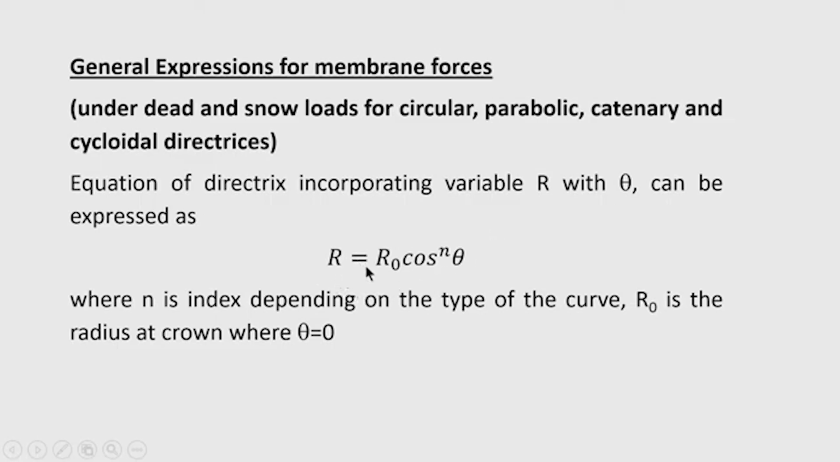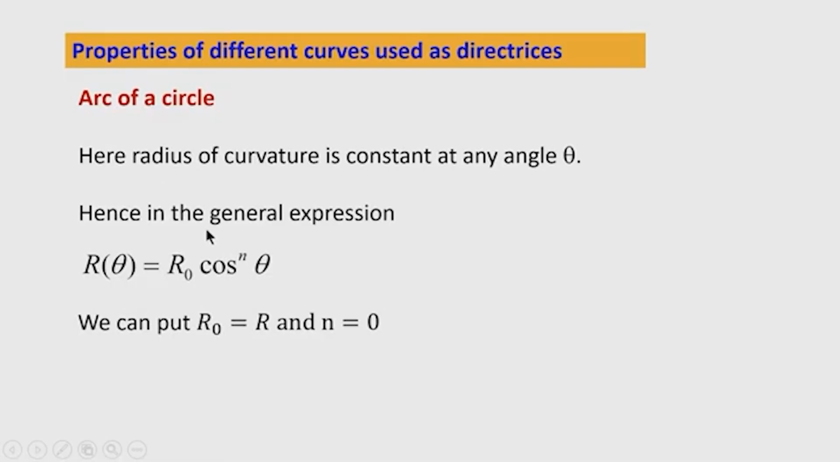So, r is varying with r naught cos to the power n theta. n is an index which depends on the type of the curve, and r naught is the radius at the crown where theta is 0, because theta is measured with respect to the vertical axis passing through the meridian. Okay. So, properties of different directrices are to be found out before finding the expression for that type of cylindrical shell.